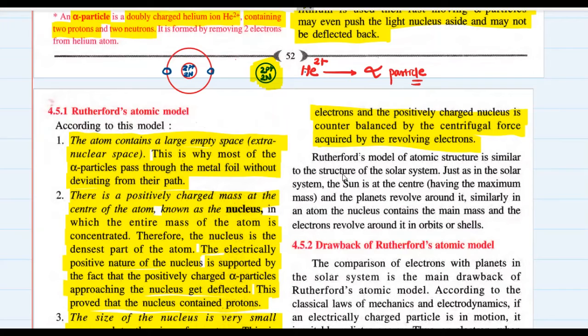So centrifugal force is directed away from the center, and the force of attraction of the electrons towards the nucleus is directed towards the center. Away from the center is the centrifugal force of the electrons revolving in the circular orbits, and these two forces balance each other, and that's why the atom is stable.